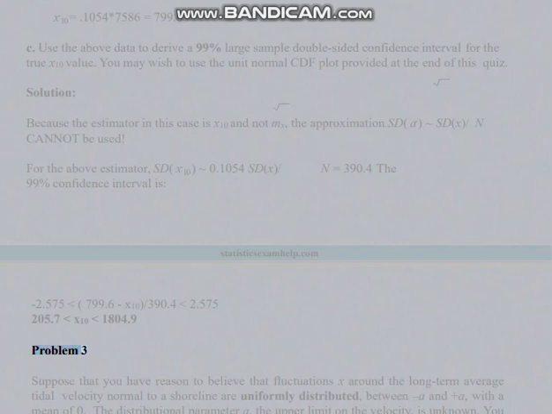Problem 3. Suppose that you have reason to believe that fluctuations x around the long-term average tidal velocity normal to a shoreline are uniformly distributed between minus a and plus a, with a mean of 0. The distributional parameter a, the upper limit on the velocity, is unknown. You have n velocity measurements, x1, x2, through xn, which you assume is a random sample drawn from the postulated uniform distribution. In this problem, you will use the method of moments to estimate a from the random sample.